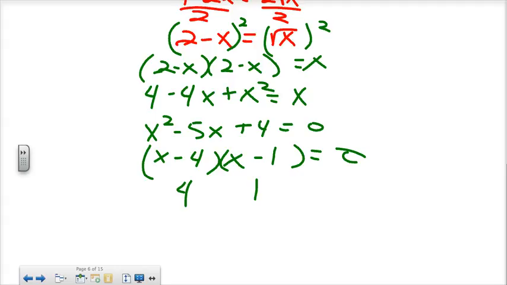Again, I'll leave it to you to check and make sure that both of those are going to work. However, I'll tell you only one of them does, so make sure that you check those.